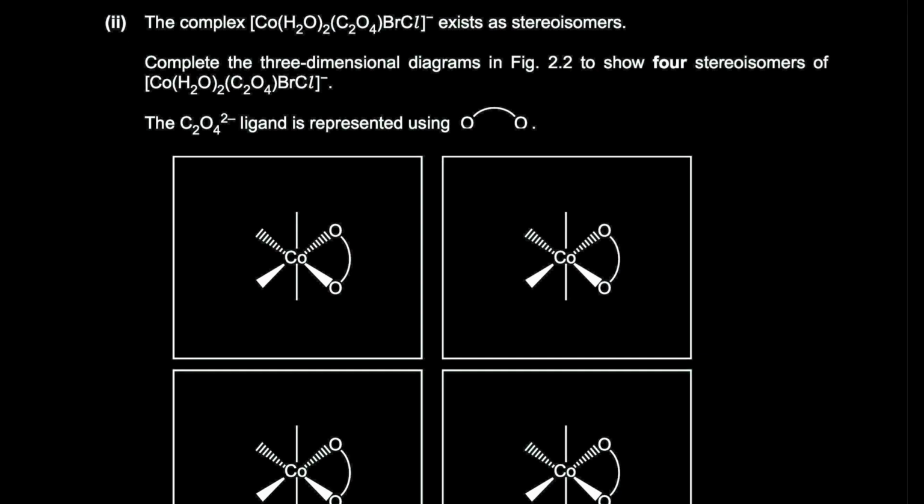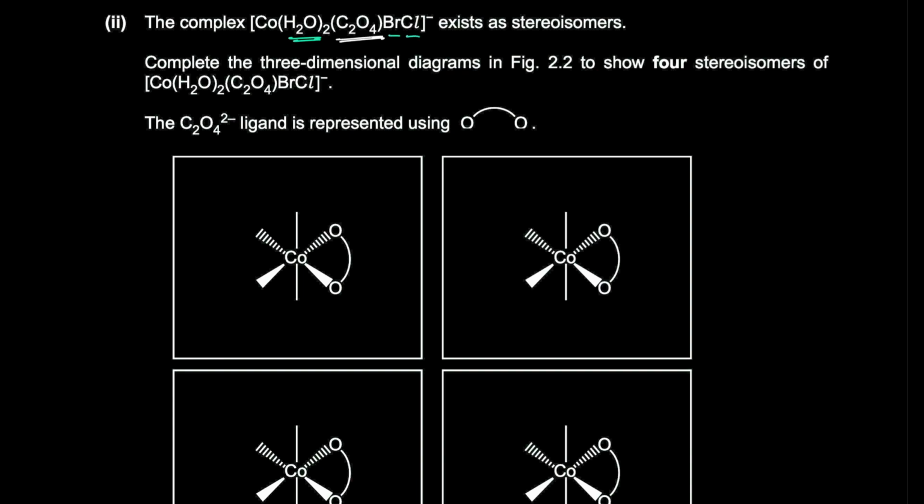The complex [Co(H2O)2(C2O4)BrCl]⁻ exists as stereoisomers. Complete the three-dimensional diagram in figure 2.2 to show four stereoisomers of this particular complex. The C2O4²⁻, the ethanedioate ion, is represented using this. Okay, so they've already drawn this bidentate ligand over here. So we're only concerned with the two water molecules and the Br and the Cl.